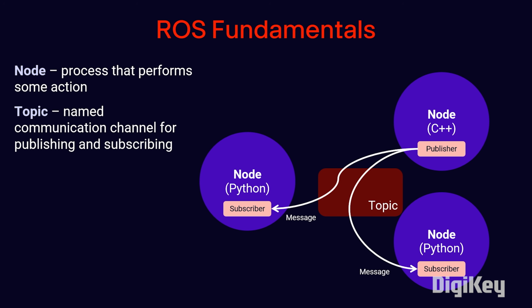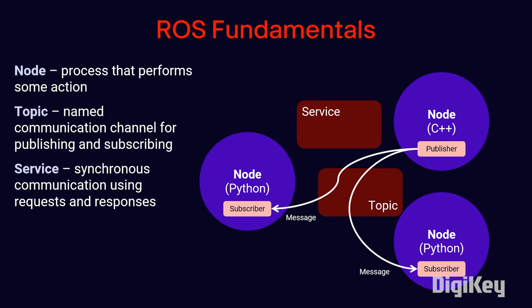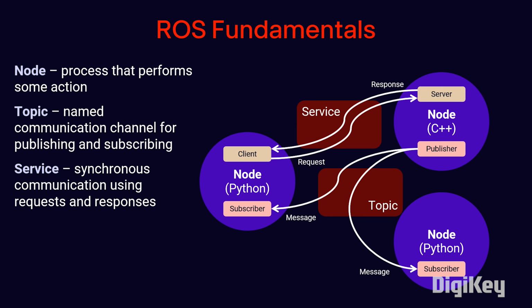A service, on the other hand, is a synchronous communication scheme that uses requests and responses. A client in a node can send a request to a particular server, and it expects some kind of response back from that server. For example, you might have your decision-making node send a request to the motion node, asking it to move an arm to a particular location.